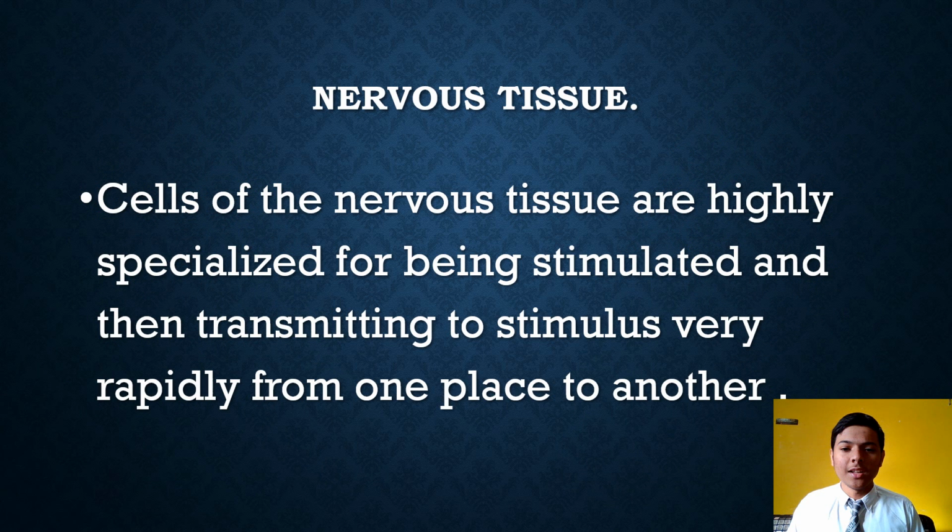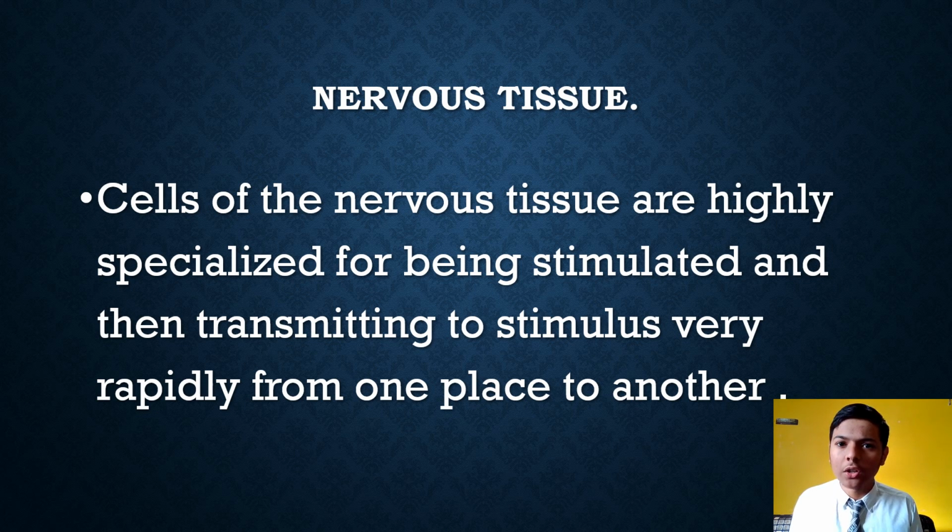And last is nervous tissue. Cells of the nervous tissue are highly specialized for being stimulated and then transmitting the stimulus very rapidly from one place to another.